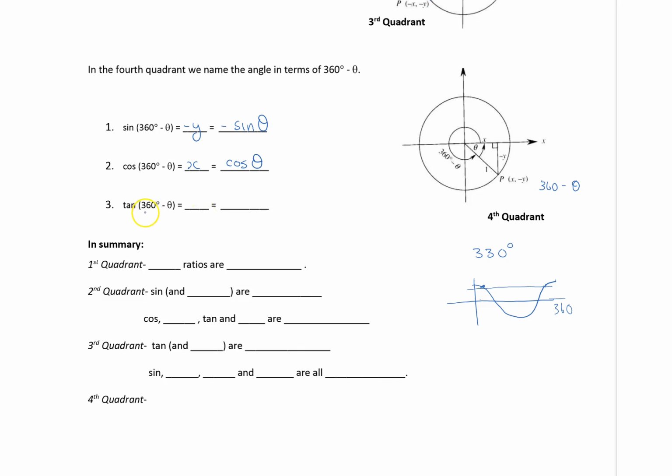The tan of 360 minus theta is again your minus y, your y value over your x, but at point P around in this quadrant, y is negative, x is positive, so that would be minus the tan of theta. So in summary, no, I better stop the video there or I'll run out of time.